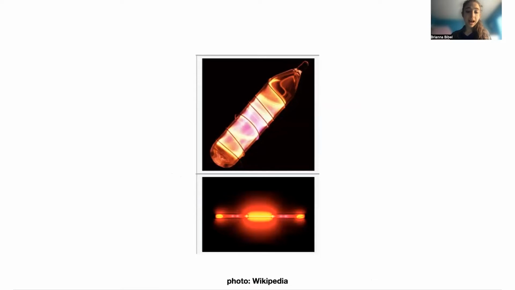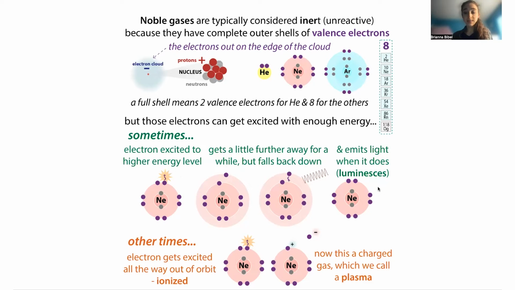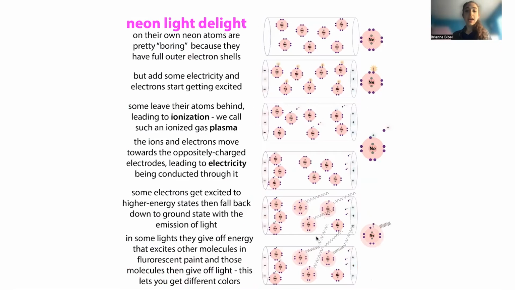But what can happen is if you give these atoms even more energy, then the electrons can get so excited that they actually come away from the atom, and then you're left with an imbalance of protons and electrons. You've lost this negatively charged electron, and so now you're left with a positively charged ion. And these are traveling through. When this happens in a gas, we call this a plasma, so it's charged gas. And so what we can do is we can fill a tube with neon.